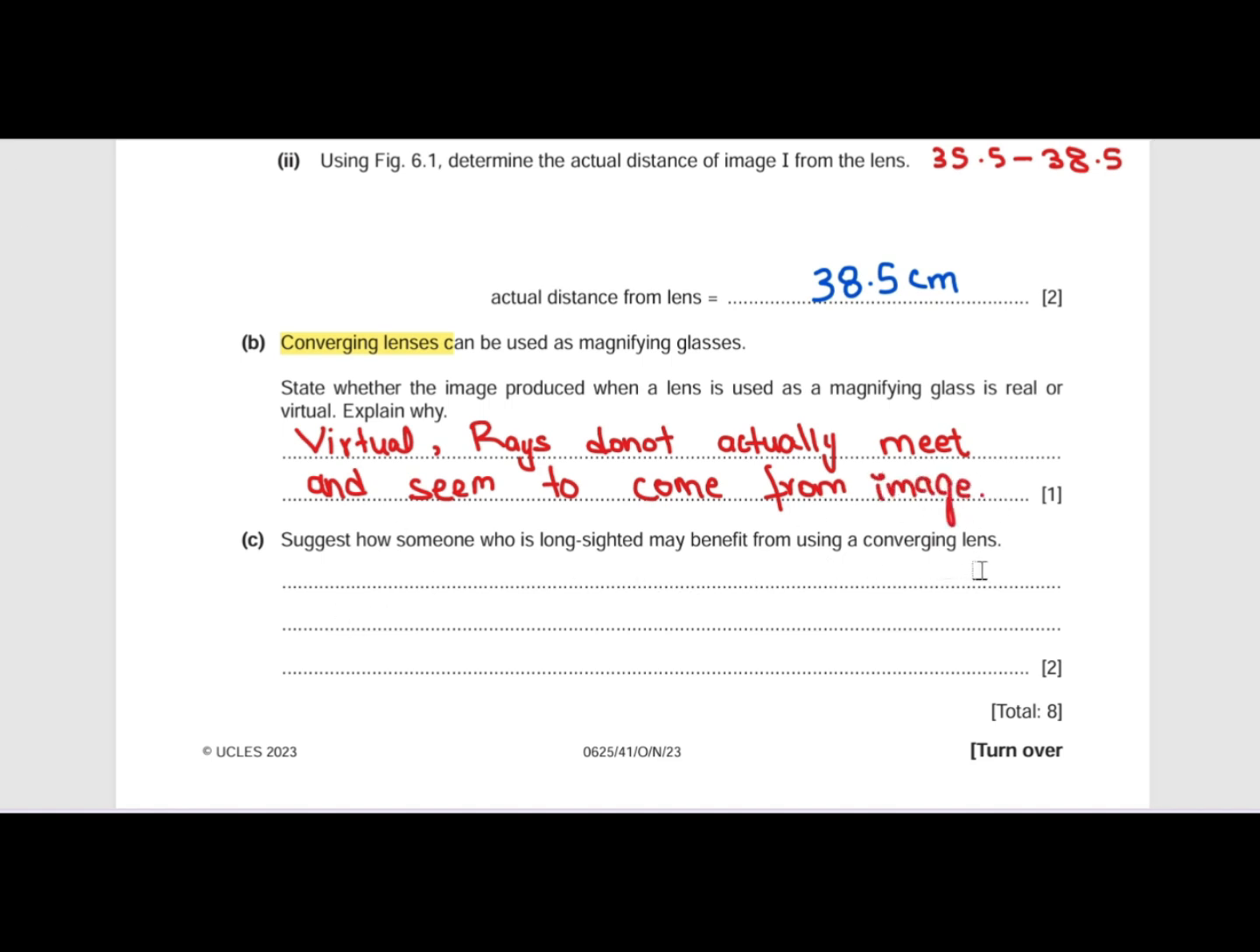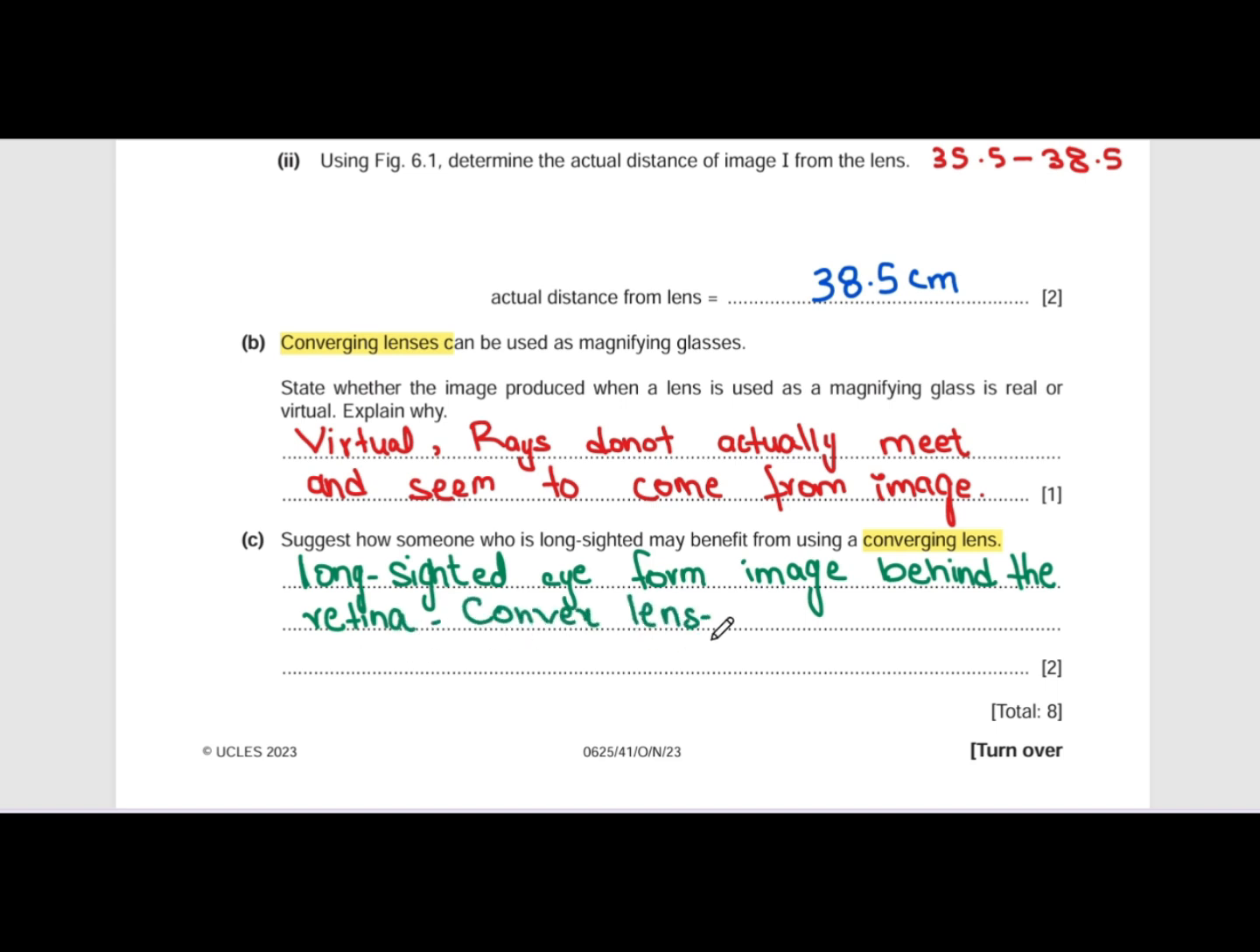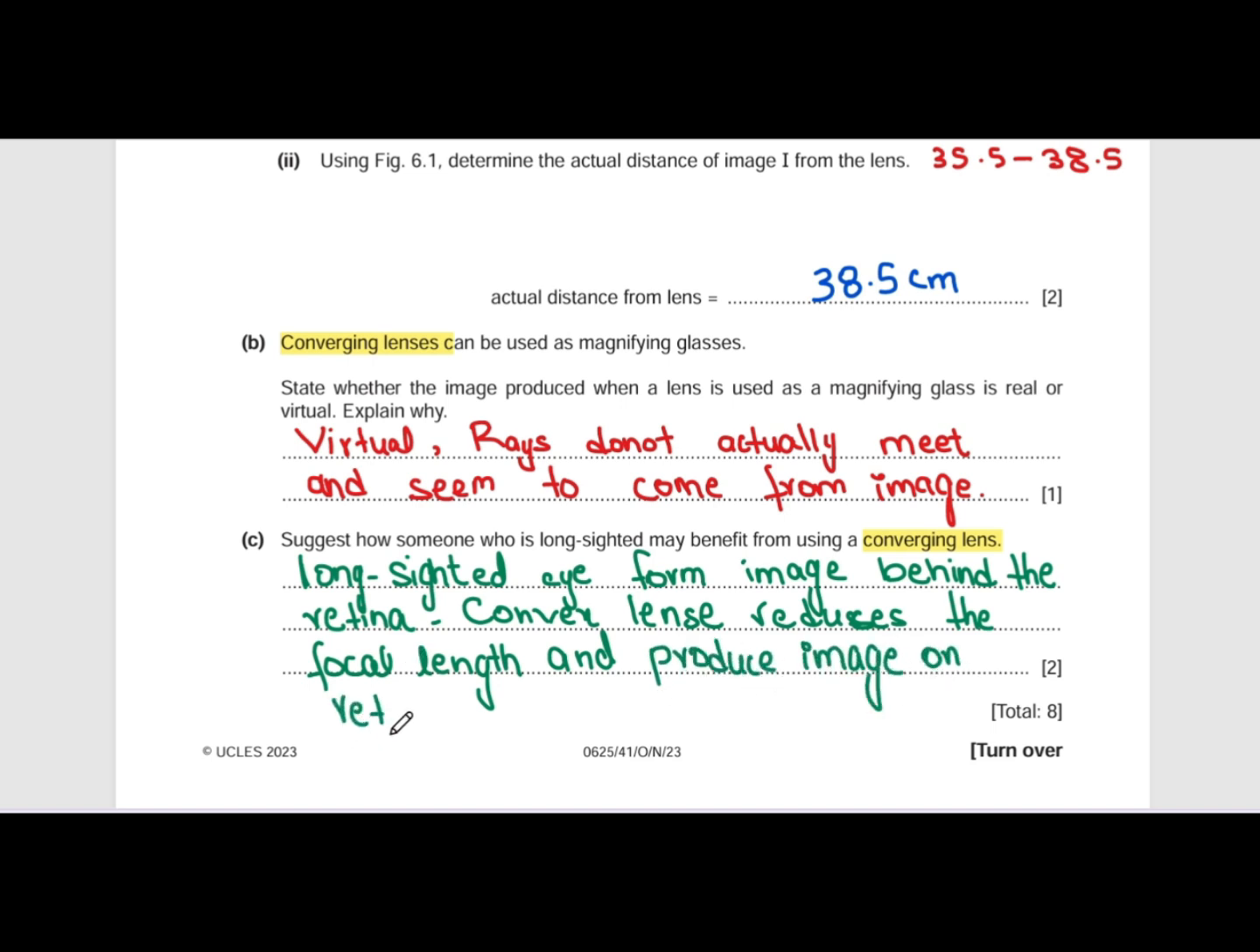Next part is saying suggest how someone who is long sighted may benefit from a converging lens. So how does a converging lens help someone who has the problem of long sightedness? A long sighted eye forms the image behind the retina, that's why it's blurry. So this convex lens reduces the focal length of the eye and produces the image exactly on the retina, so it can be a clear image.